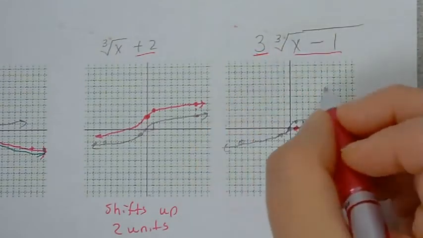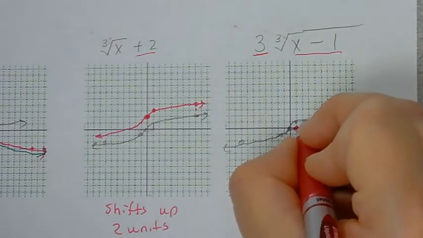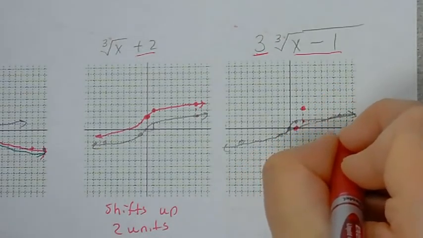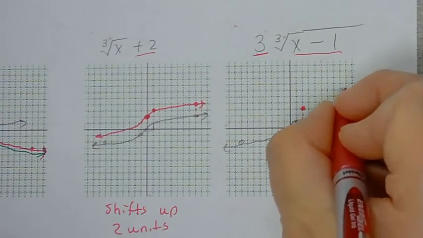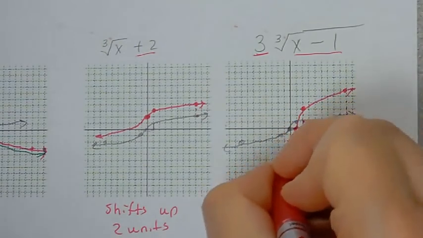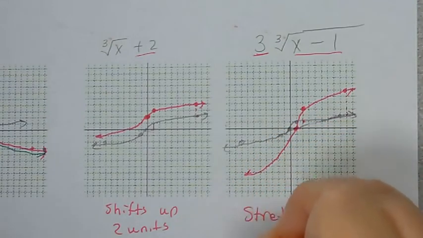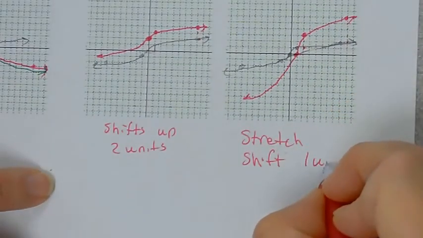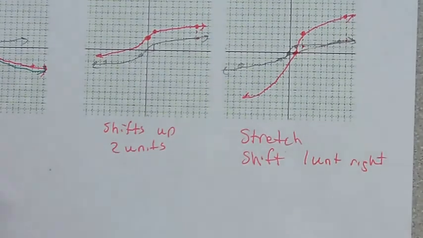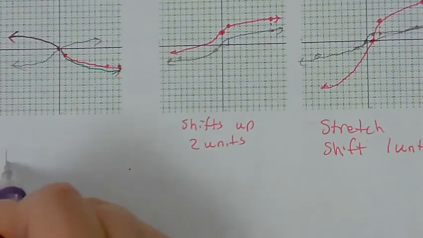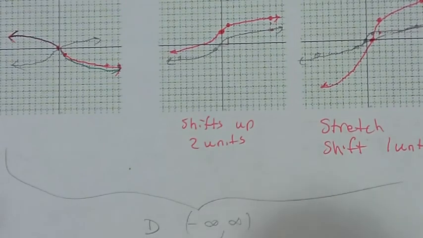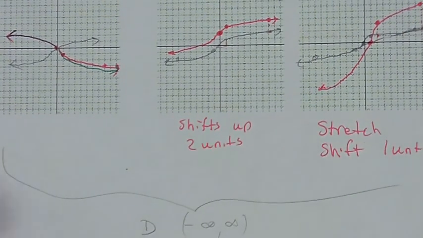But this time it's going to be stretched as well. So instead of over 1 up 1, it's going to be over 1 up 1 times 3. And instead of over 8 up 2, it's going to be 2 times 3, which is up here at 6. So this one is going to stretch and shift 1 unit right. And I think you'll see some good discovery on this in your Delta Math assignment. Notice on the cube root function, the domain is always negative infinity to infinity, and the range is always negative infinity to infinity because there's never a starting and a stopping point.